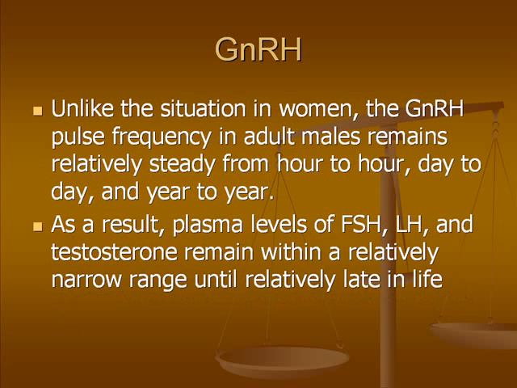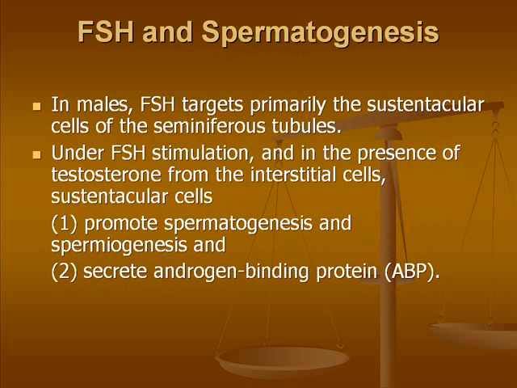We'll talk about what goes on in the female system next week. But as a result, plasma levels of follicle-stimulating hormone, luteinizing hormone, and testosterone remain within a relatively narrow range until relatively late in life. In the males, follicle-stimulating hormone targets primarily sustentacular cells in the seminiferous tubules.